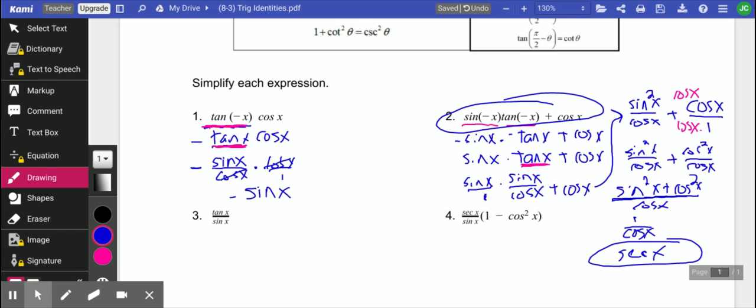Now, these things take practice. It's like doing a jigsaw puzzle. The more you do them, the better you're going to get, but it just takes practice recognizing what you should do and when. So I'll walk you through the next couple examples in the next video.